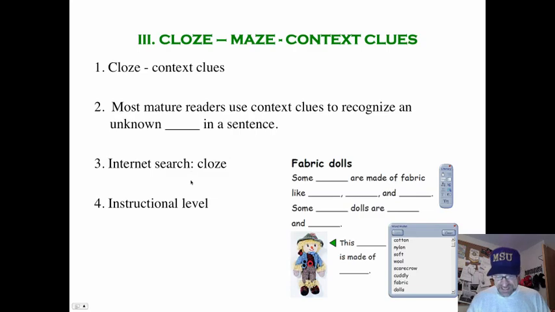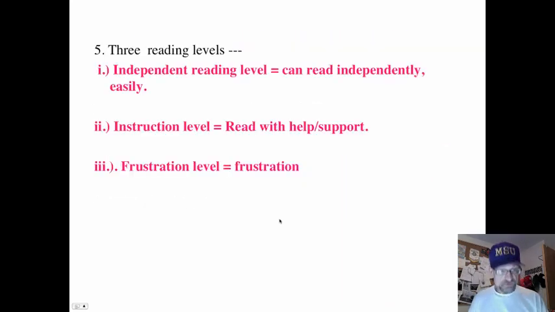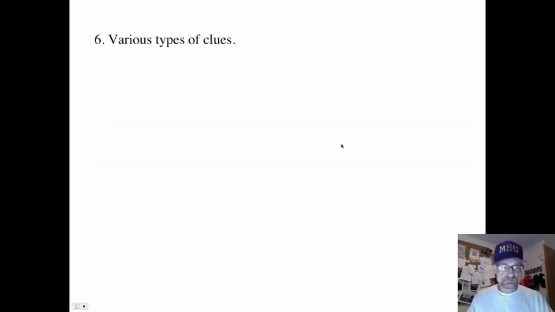When you are doing cloze activities, you want to find the instructional level. The instructional level is the level at which students can read with teacher support. There are 3 levels again. Independent reading: can read it independently, easily, with no help whatsoever. Frustration level: can't read something, struggles even with teacher assistance. And the instructional level: with teacher assistance, using pre-reading activities, graphic organizers, outlines, etc., can read 98 to 100% of the words.